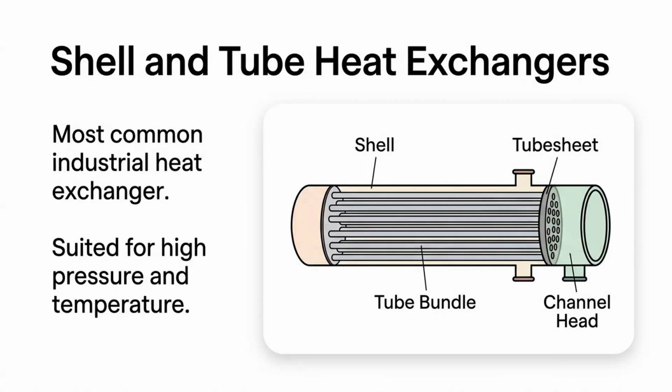Moving to indirect exchange, the shell and tube heat exchanger is the workhorse of the industry. It consists of a large outer shell packed with a bundle of smaller tubes. One fluid flows through the tubes, and the other flows around them inside the shell.